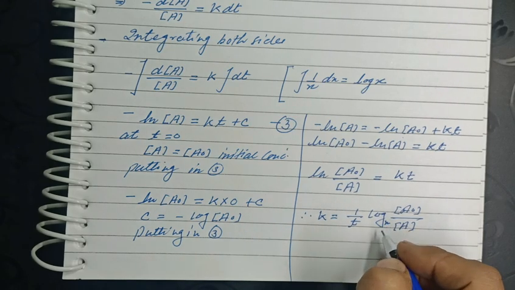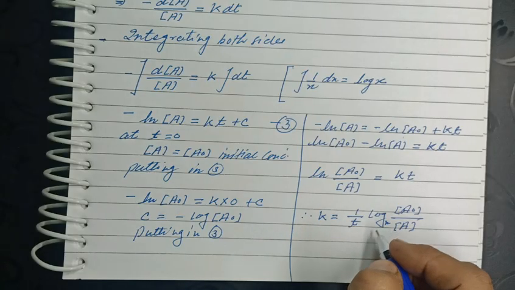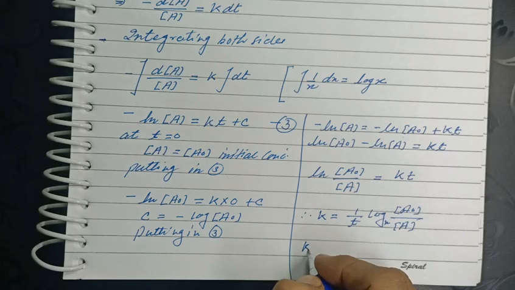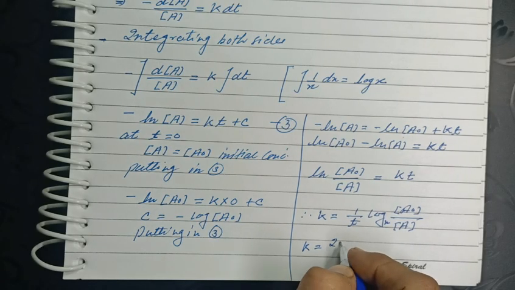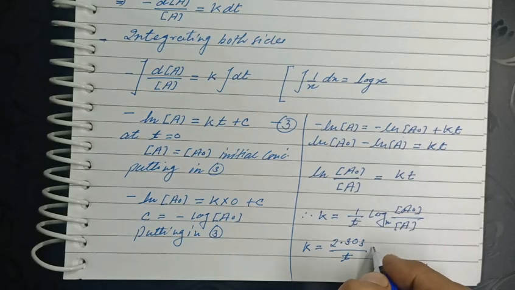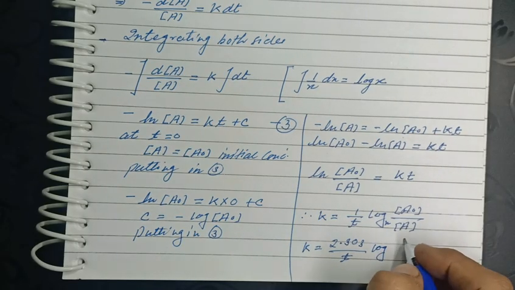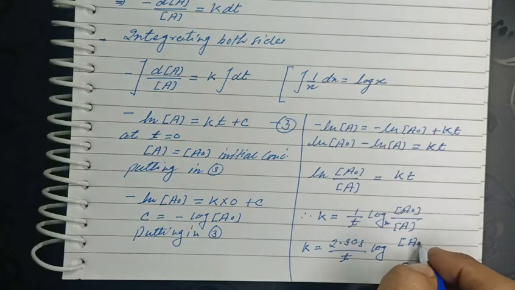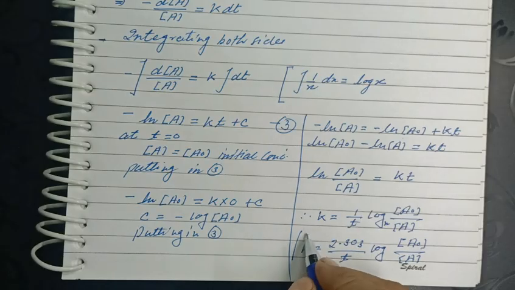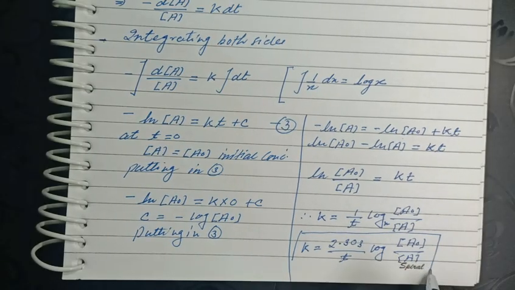This is log natural. In case we convert this log natural to base 10, we will multiply it by 2.303 upon t. Now we can write it as log base 10 A naught upon A. This is the integrated rate law for first order reaction.